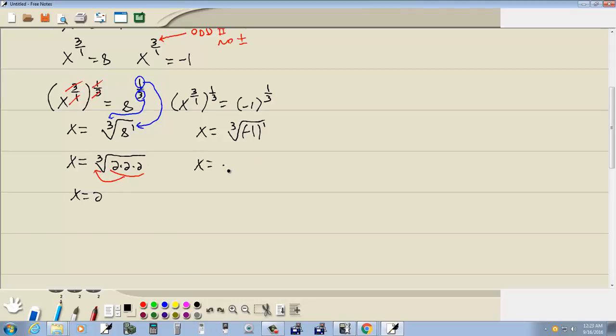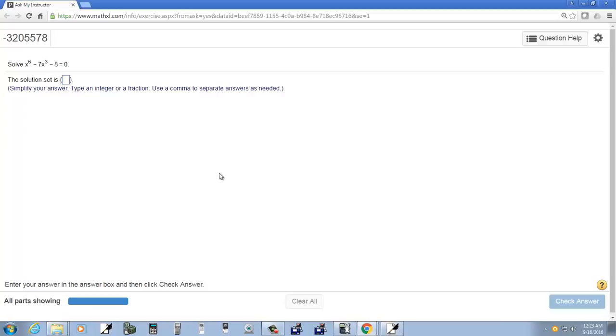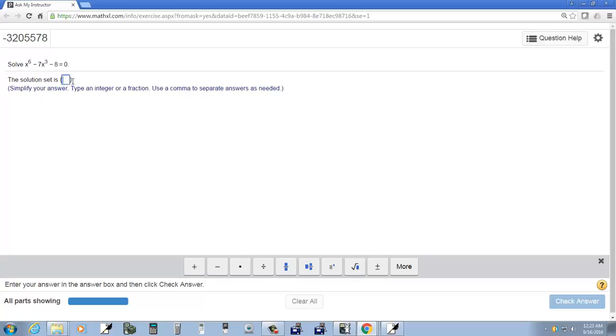Now over here, negative 1. We can rewrite that as negative 1 times negative 1 times negative 1. And again, our index is 3, so we're looking for a set of 3 of something. Here's 3 negative 1's. So those 3 negative 1's will come out as a single negative 1. So our answer will be negative 1 and 2. Let's see, is there a way to use a comma to separate answers as needed? So negative 1, comma, let's try it again, 2.